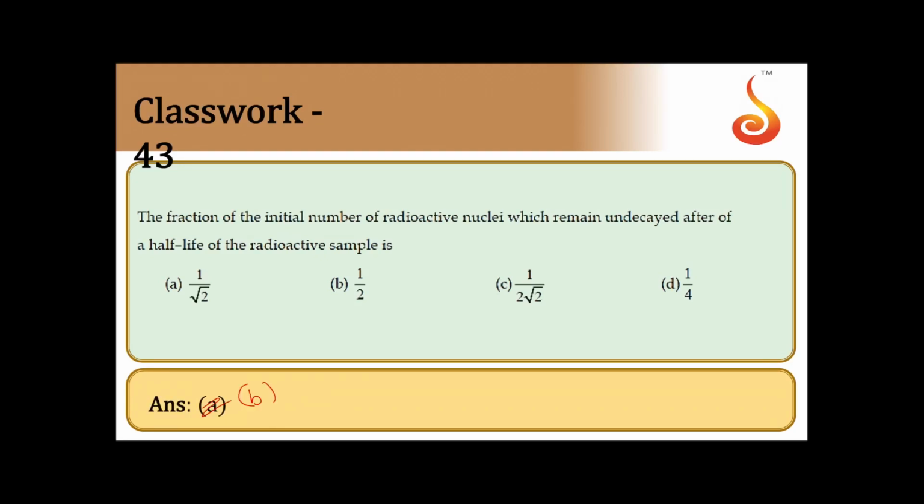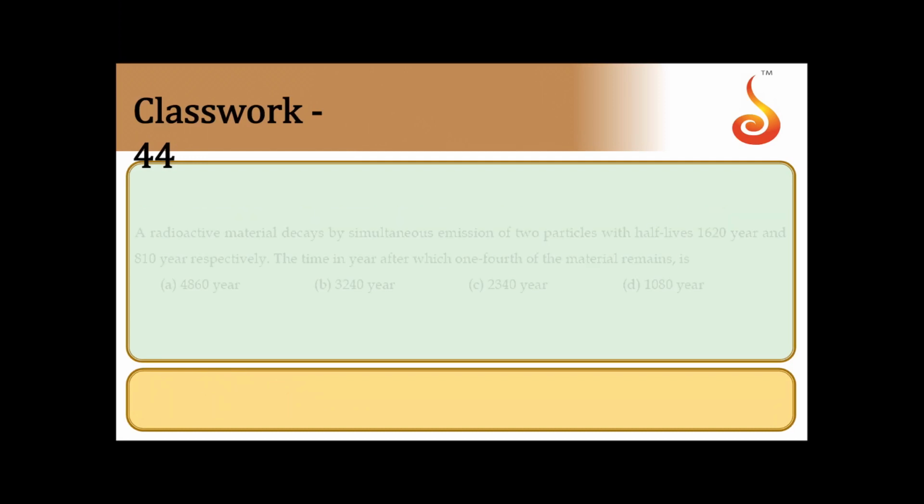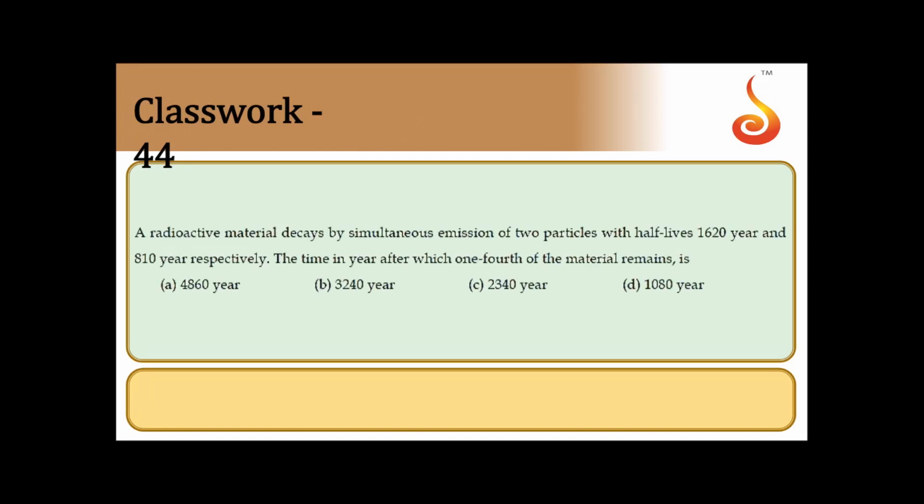Yes, it should be option B, not option A. Proceeding further, a radioactive material decays by simultaneous emission of two particles with half-lives 1620 years and 810 years respectively. The time in years after which 1/4 of the material remains is? So after how many years will only 1/4 of the material remain?